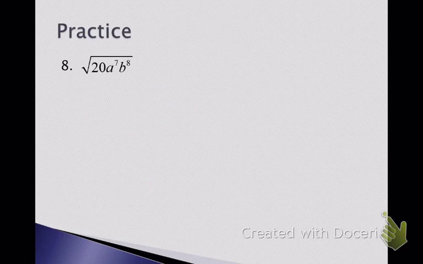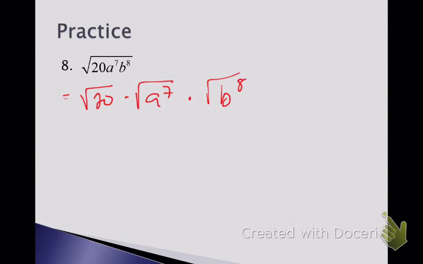Now sometimes you're going to be stuck with a couple of different radicals that you can't simplify yet, and we've got to know how to deal with that. For instance, if I split this up and take the square root of 20 times the square root of a to the 7th times the square root of b to the 8th. All right, so 20, I need to split up into a perfect square factor. So I can go 5 times 4.